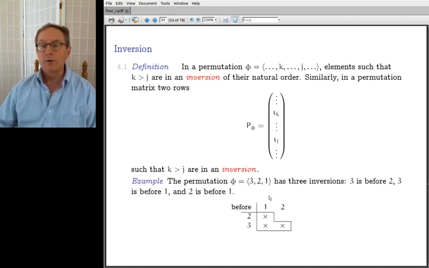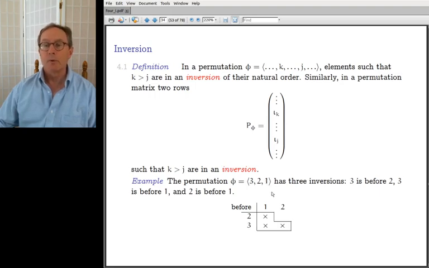So if you have 3, 2, 1, the 3 comes before the 2. That's an inversion of the natural order of numbers. The 2 comes before the 1. That's an inversion of the natural order of numbers. And the 3 comes before the 1. That's an inversion of their natural order. I have a little table here that helps a person keep track of who's before who. The 2 comes before the 1, the 3 comes before the 1, and the 3 comes before the 2. So I count 1, 2, 3, 3 inversions of natural order there.